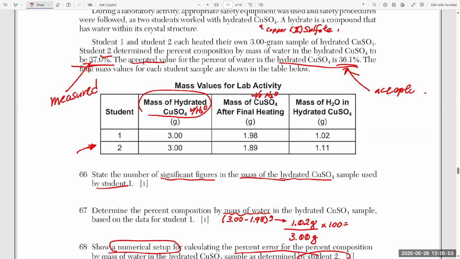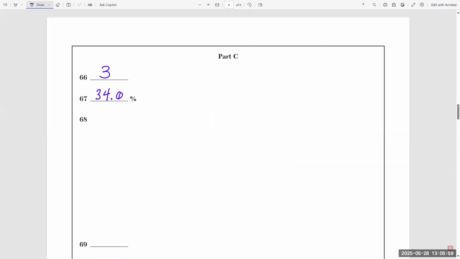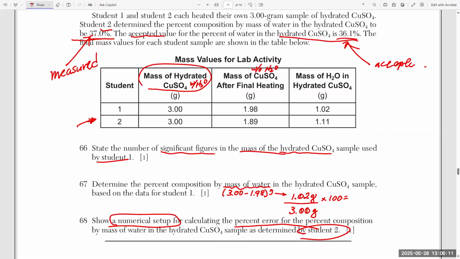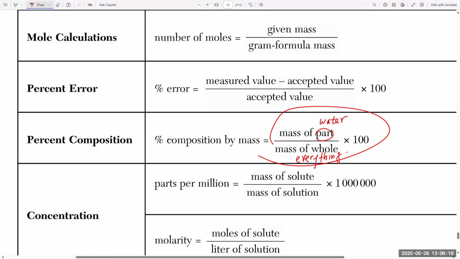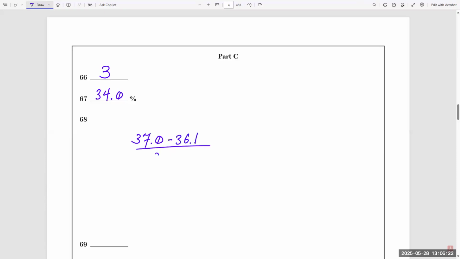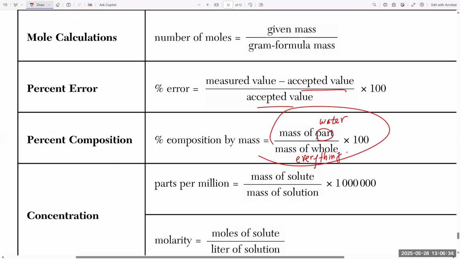All right. So therefore, how do you do this? It's 37 divided by 36.1, right? So it's 37.0 minus 36.1, right? Now over what? Over the accepted value, right? So it's going to be over 36.1. Don't forget the 100, because if you forget that, it'll be wrong, right? And please circle your answer. And there it is, right? 69.